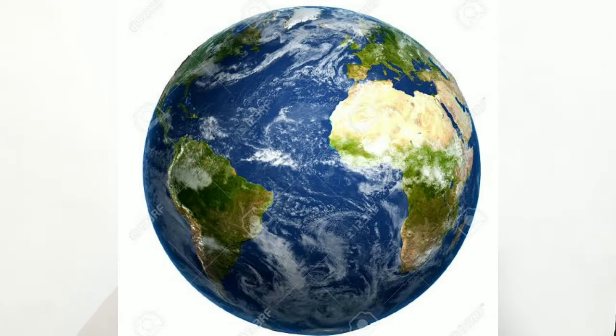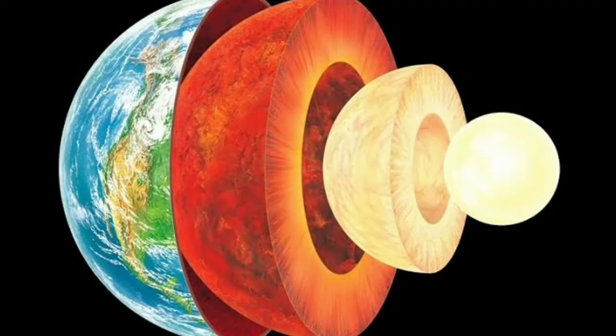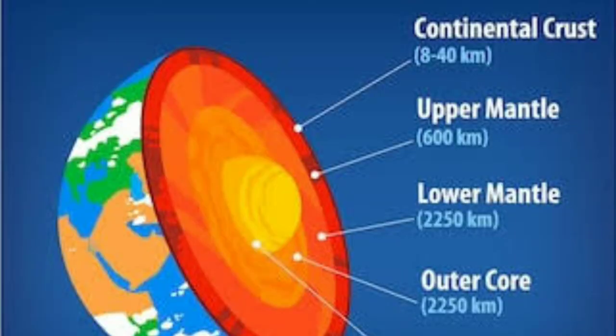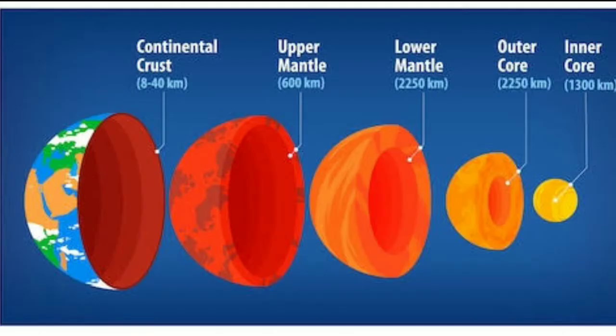In this chapter, as we are going to study the interior of the Earth, the first thing we should know is that our Earth is in the form of layers, or the interior of the Earth is arranged in the form of layers one above the other. You might have seen an onion. If you cut an onion, you will see different layers inside it. In the same manner, our Earth also has different layers inside it.